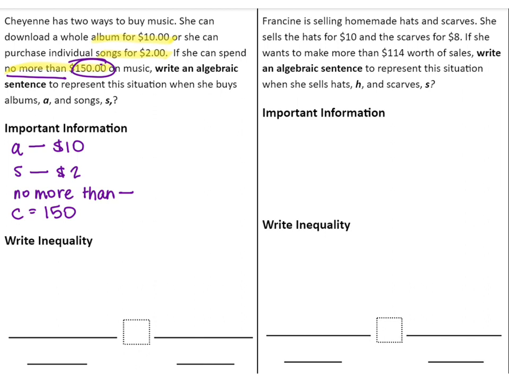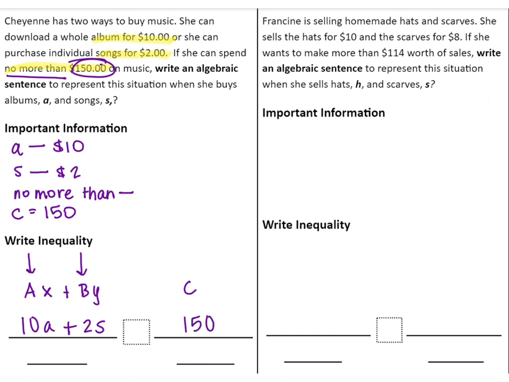Since I'm dealing with albums and songs instead of X and Y, I'm going to write 10A plus 2S. That is like my AX plus BY, and then my C will be over here. Remember, A is your rate, which is why it's 10, and then B is your other rate, which is the 2, and then I used my two variables. That total is going to be 150.